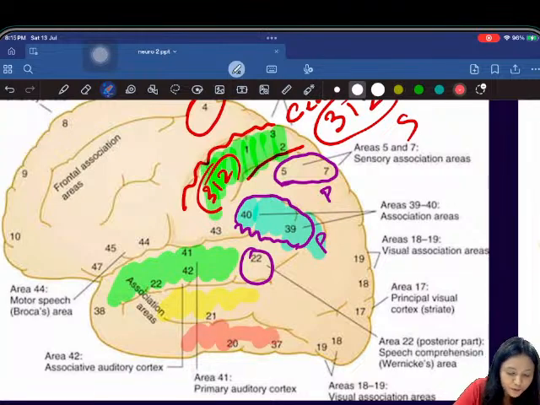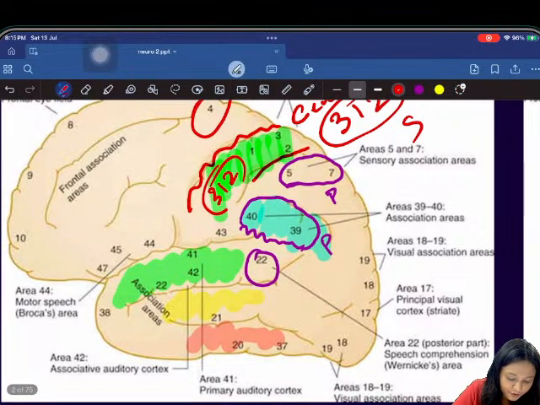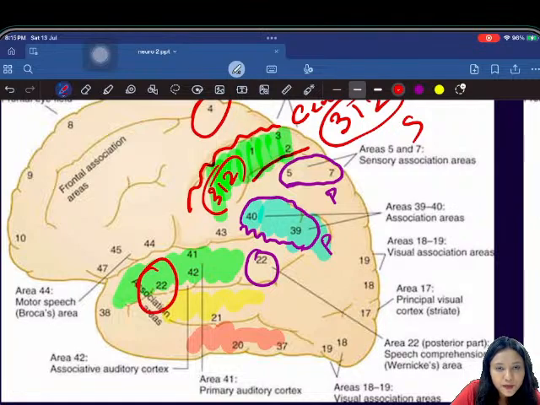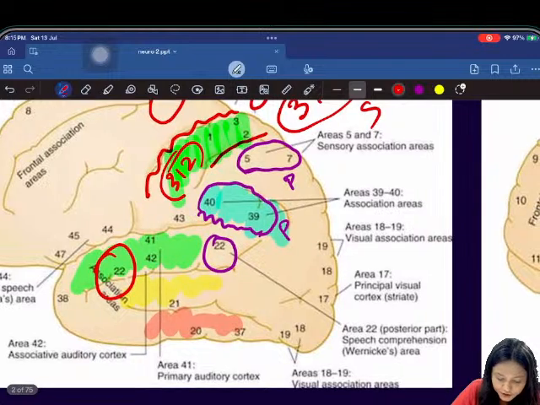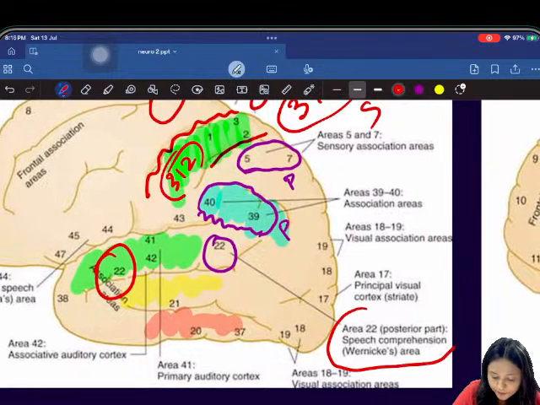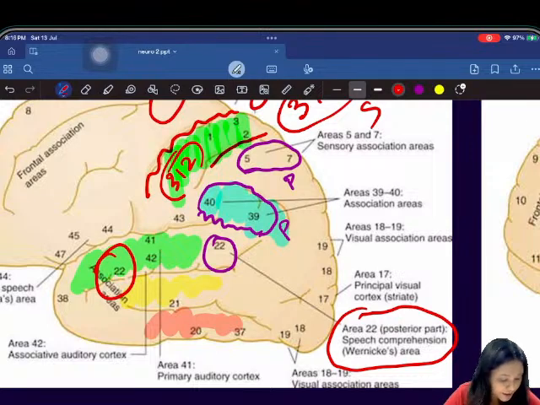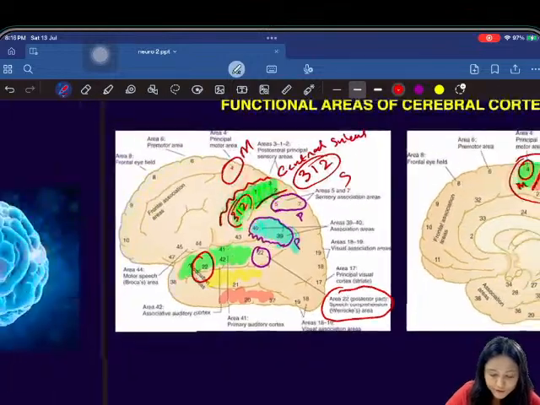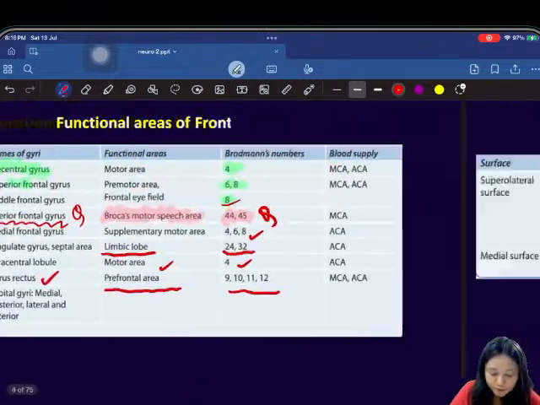Now what is most important here is area number 22. Area number 22 is mostly present on the posterior part. It is the speech comprehension area. Okay, it's the Wernicke area, it is a speech comprehension area. So that is about the superolateral surface in the temporal lobe.